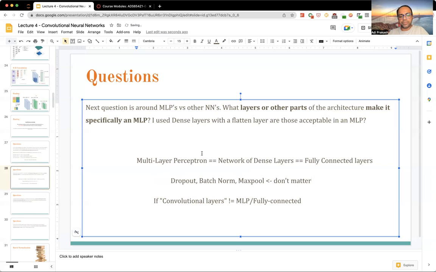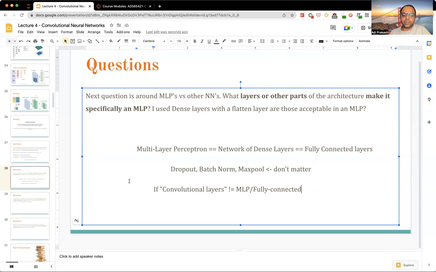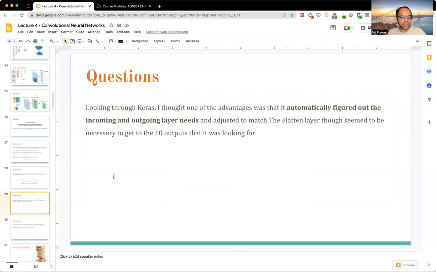So if you have fully connected layers, you call it a multi-layer perceptron. If you have convolution layers, you call it a convolutional neural network. And if you have recurrent layers, we'll call it an RNN, which we'll study next week. Does that answer it? Does anybody still have any doubts? This terminology is mostly a guide. There's no real hard definition for these things. Okay, let's go to another one.